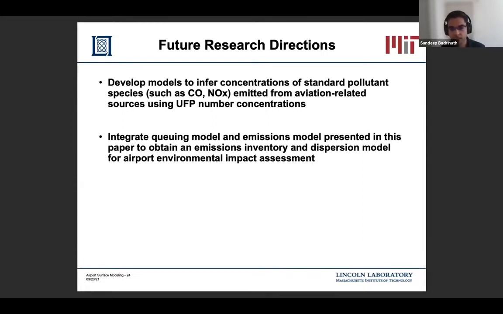And the other thing is, in this work, we presented a separate queuing model and a separate emissions dispersion model. So it would be good to integrate these two together for inventory and dispersion analysis for airport environmental impact assessment. These are two interesting topics for the community to look into.